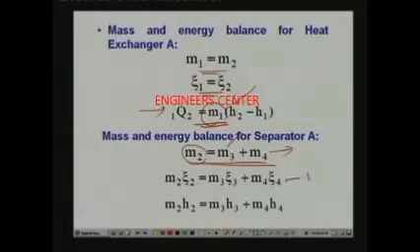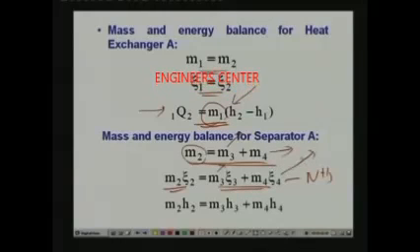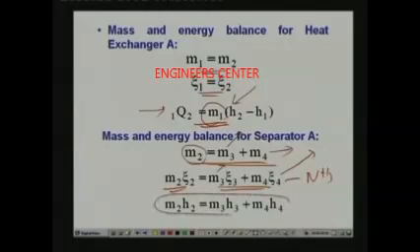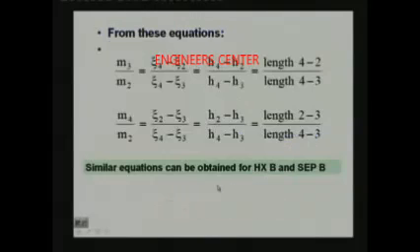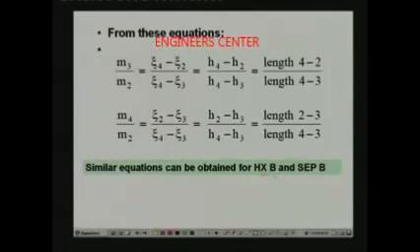Similarly, you can write mass balance for ammonia. So, this is the amount of ammonia entering into the separator A, and this is the amount of ammonia leaving the separator A, in liquid form and in vapor form, and this is the energy balance for the separator, no heat transfer or work transfer. So, this is simple energy balance for the separator. Similarly, a set of equations can be written for heat exchanger B and separator B also. For these two also you can write similar set of equations.